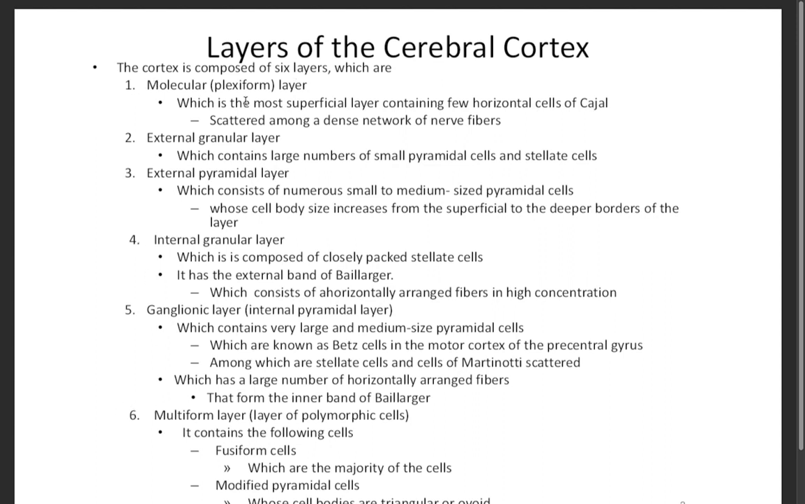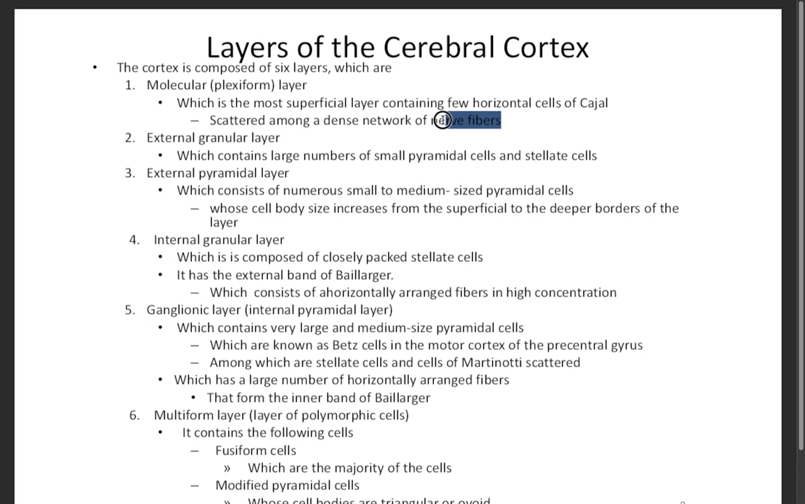So the molecular layer, which is the most superficial layer, contains a few horizontal cells of Cajal. Actually, these cells and any other cells we are going to talk about in a moment, we do not need to know what their function is, just know about them, memorize them as they are, okay? So the most superficial layer will contain horizontal cells of Cajal, okay? Hopefully I pronounce it correctly, okay? And another thing you need to know is that they are scattered among a dense network of nerve fibers.